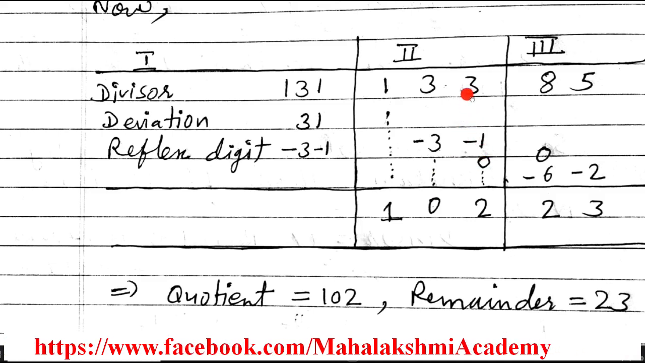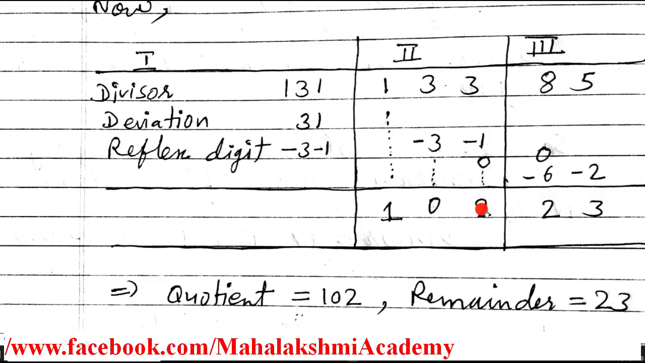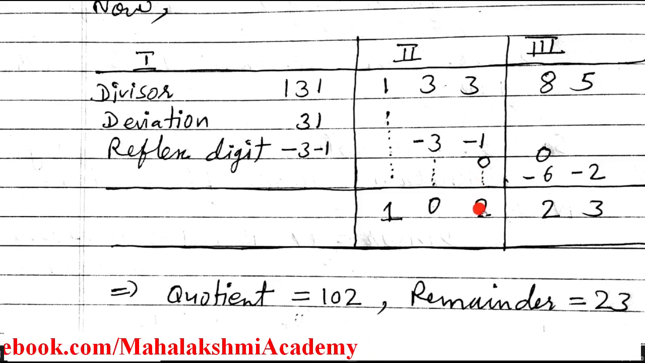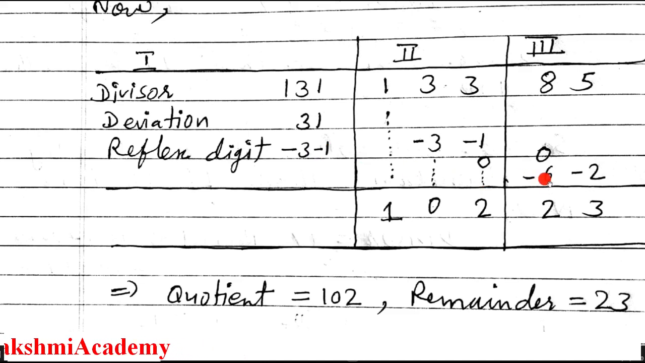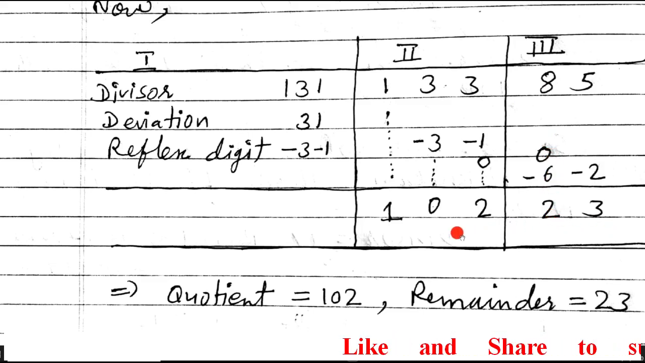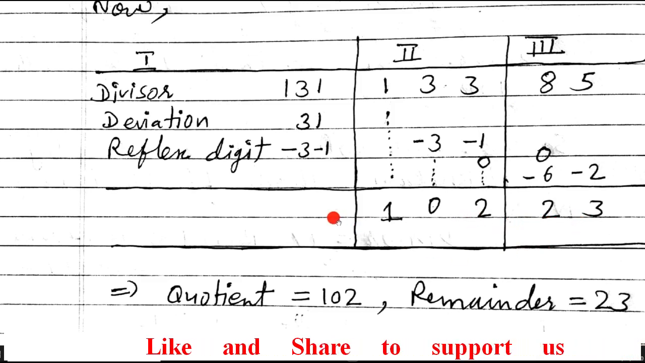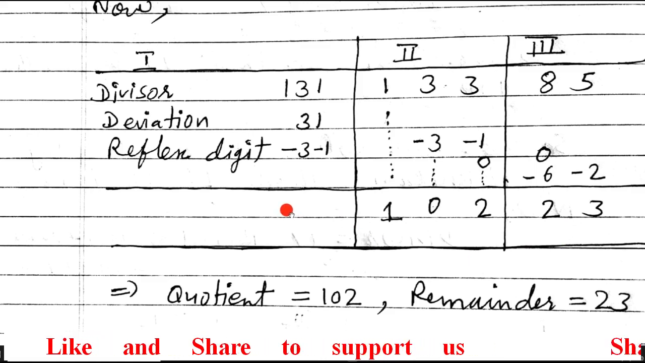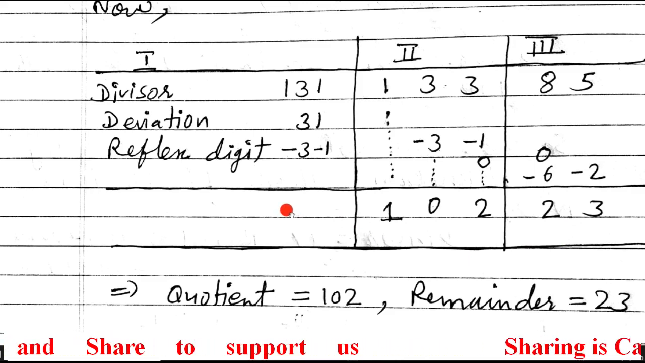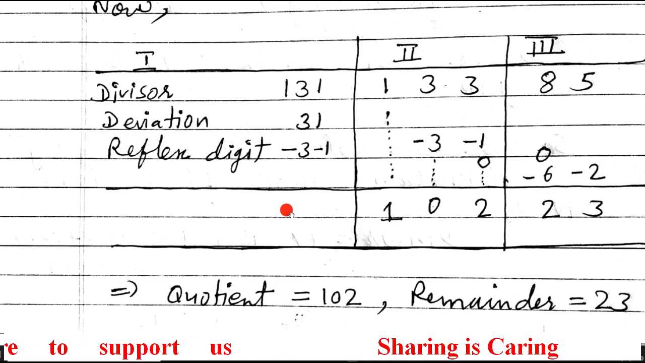Now process it. 3 minus 1 is 2, 2 plus 0 is 2. So this column is also over now. Now 2 multiplied by minus 3 minus 1 will give you minus 6 minus 2. That will enter in the fourth and fifth column. And now finally add them. When you process them, 5 minus 2 is 3, then 8 plus 0 is 8, then 8 minus 6 is 2. Here, students, the quotient is 102 and the remainder is 23. So this is the single question which we had done by the Paravartiya method. So it's important also. Thank you.